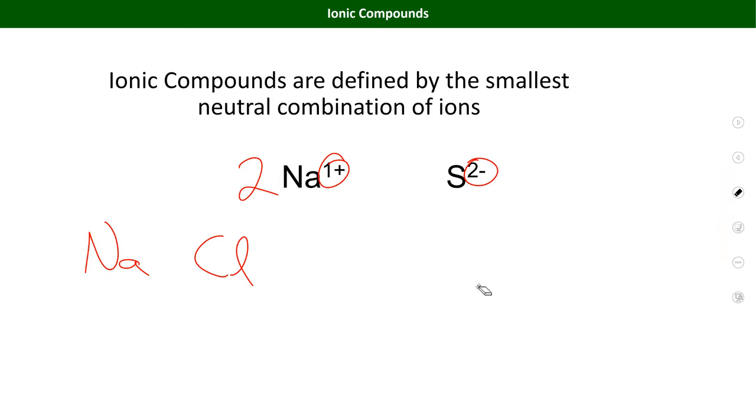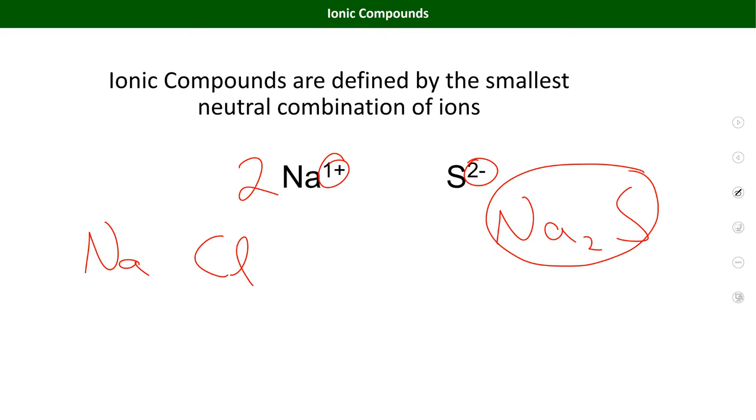So if we have two sodiums for every one sulfide, we'd write the formula as Na2S. And it doesn't mean that it's a distinct molecule. It's going to exist in one of those lattice structures, those crystal structures where it repeats indefinitely in all three dimensions. But we write it like this, and the molecular weight is still going to be based on this formula because this is the smallest whole number ratio that adds up to a charge of zero.